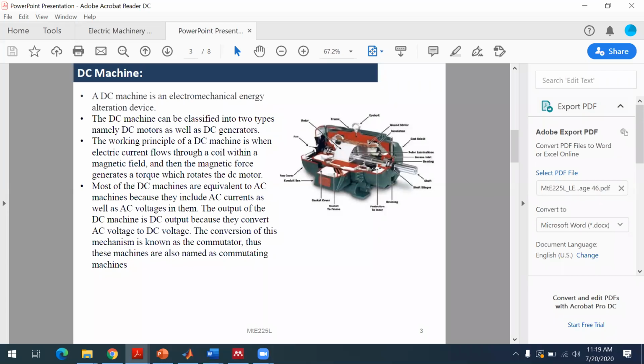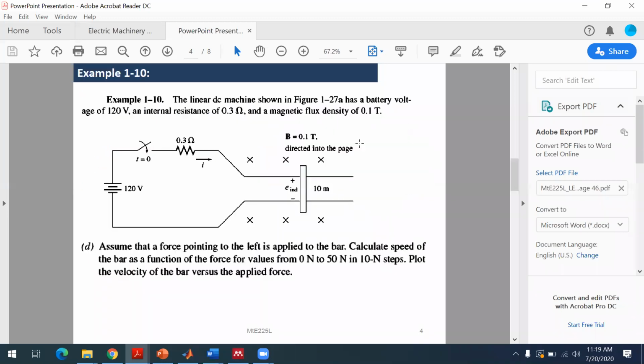How it works is that when current passes through the coil within a magnetic field, the forces generate some torque, which ultimately rotates the motor. So mostly, this is the example of a DC machine. These are the components, or parts, of a DC machine. So this is an example.